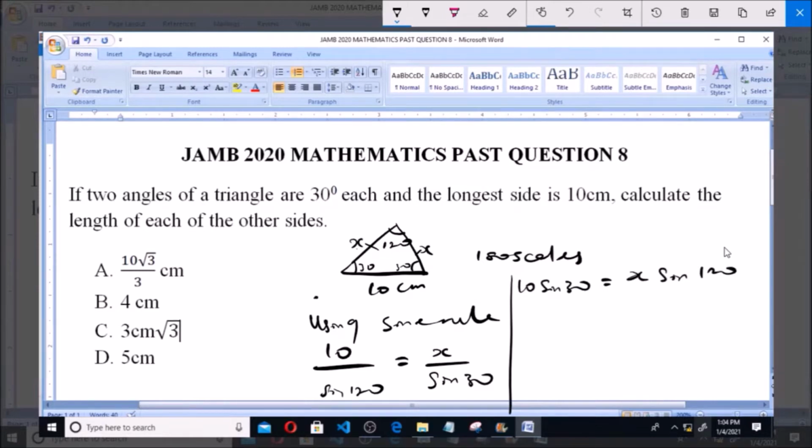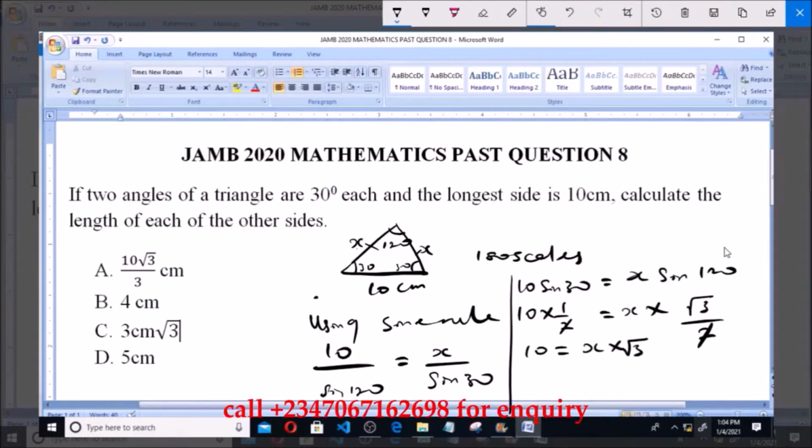So sine 30 is 1 over 2, so we have 10 multiplied by 1 over 2 is equal to x multiplied by sine 120, which is root 3 over 2. Now these two, we cancel these two here, so we have that 10 is equal to x multiplied by root 3, so x is equal to 10 over root 3.